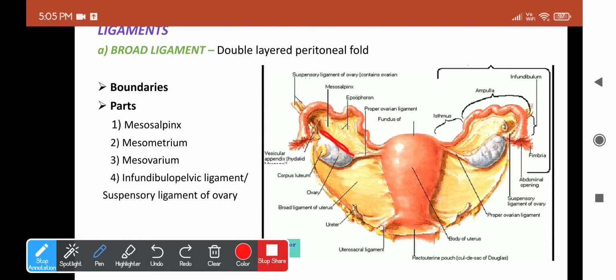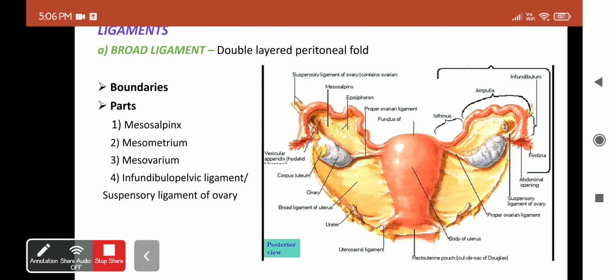And then you have infundibulopelvic ligament or the suspensory ligament of ovary. This extends between the tubal pole and infundibulum of the fallopian tube and extends laterally. So this part, the suspensory ligament, will extend laterally to get attached to the walls of the lesser pelvis. And this holds the ovarian vessels, nerves and plexus. So this will be your infundibulopelvic ligament or suspensory ligament of ovary. These are nothing but the parts of the broad ligament.